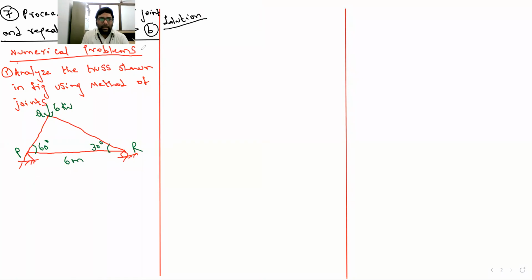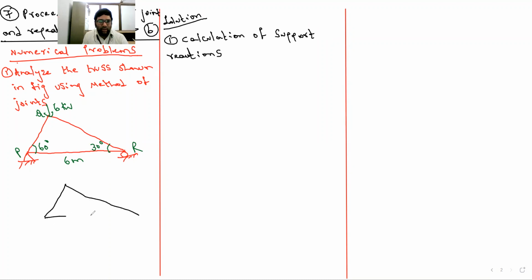Solution. Calculation of support reactions. If this is the truss that we are trying to consider, this is RR and this is RP, and this is 6 kilonewton, this is 6 meters.